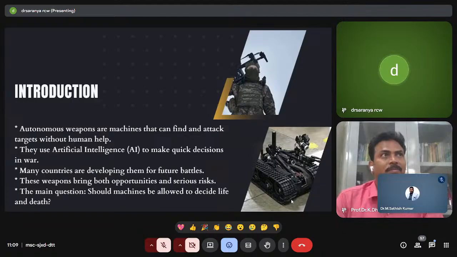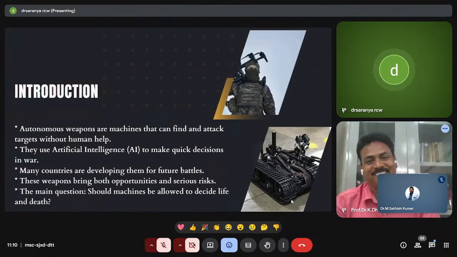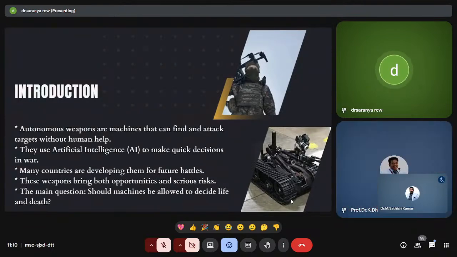First, let's see. AI is becoming a big part of our life, including in the military. Autonomous weapons are machines that can identify and attack targets without any human help.